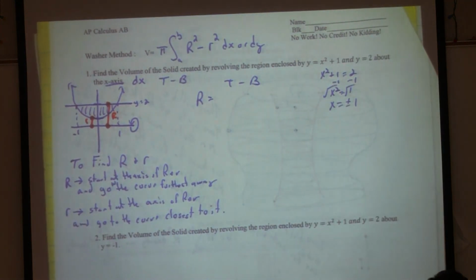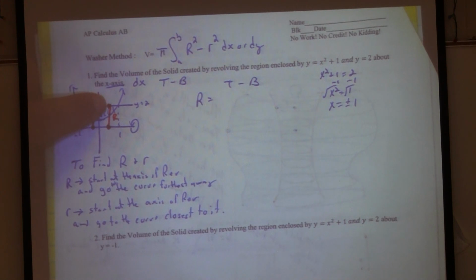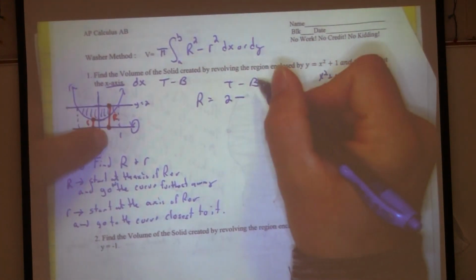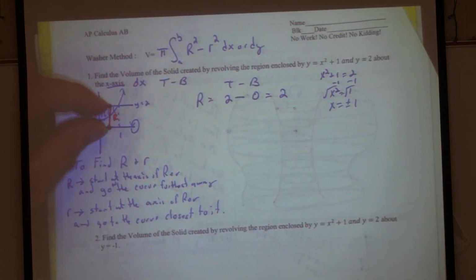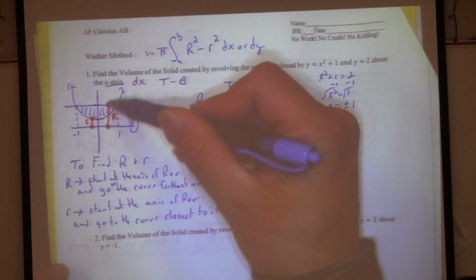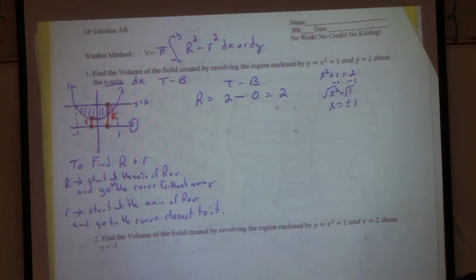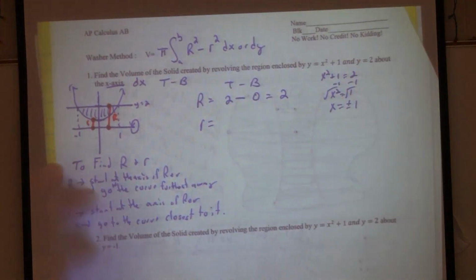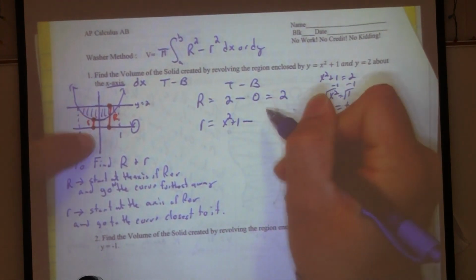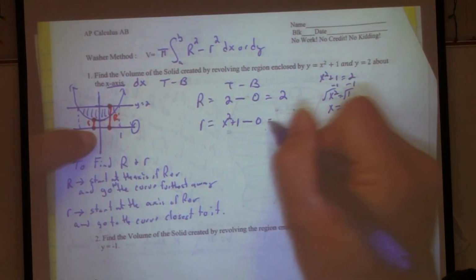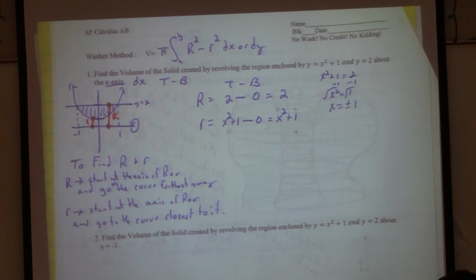So for big R, what's the top curve? What's it touching up here? 2 minus, what's the bottom curve? 0. That ends up just being 2. That's how big that is, right? Does that make sense? If I go from here to here, should it just be 2? Yeah, right? It's a flat line. One big cylinder, right? Little r, okay, it's going to be this equation, which is x squared plus 1 minus this equation, which is 0. That just becomes x squared plus 1. Now, it's not always going to be 0, right? Because it won't always be an axis.